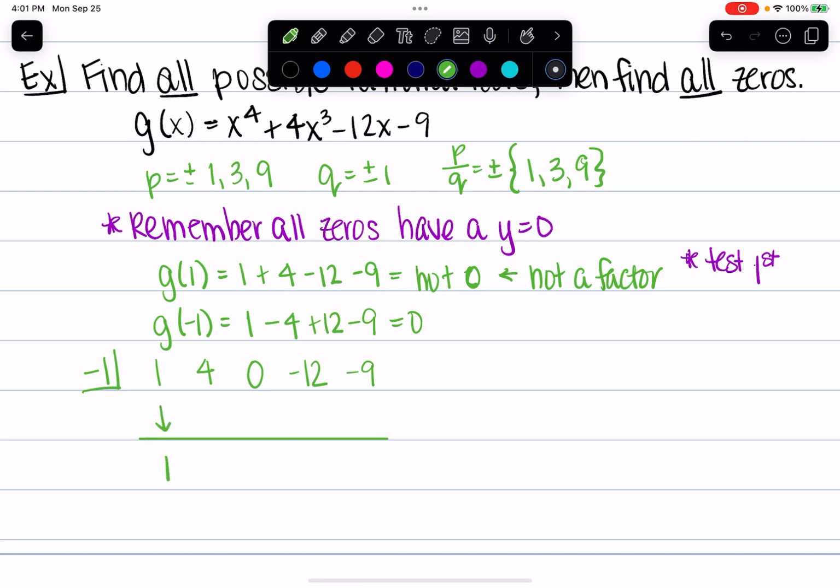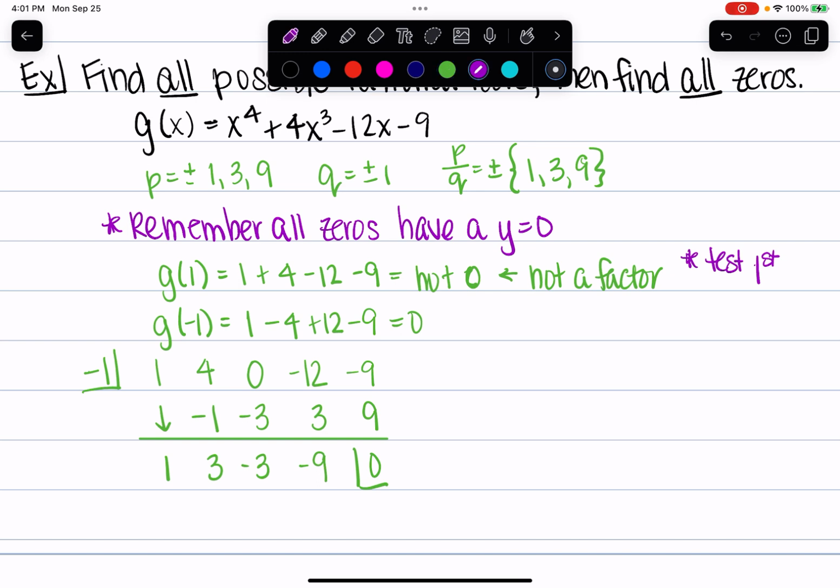Bring down the 1. Negative 1 times 1 is negative 1. 4 minus 1 is 3. Negative 1 times 3 is negative 3. 0 plus negative 3 is negative 3. Negative 1 times negative 3 is 3. Negative 12 plus 3 is negative 9. Negative 1 times negative 9 is 9. 0. So yes, it worked. It is a factor and a zero, so it's both.